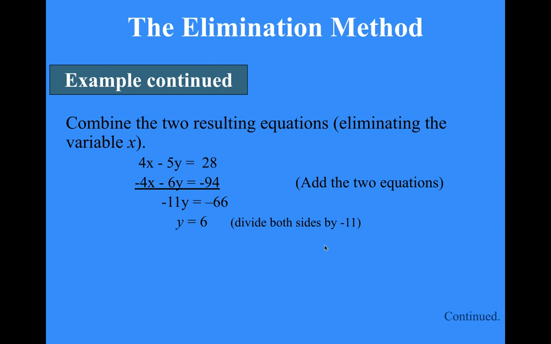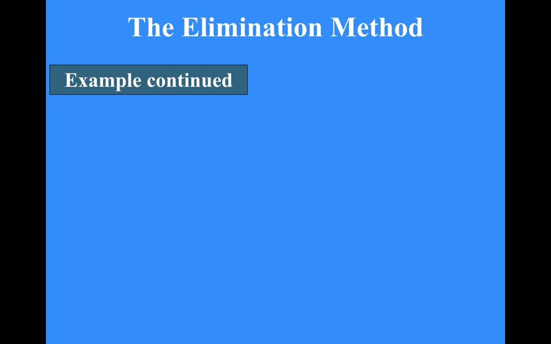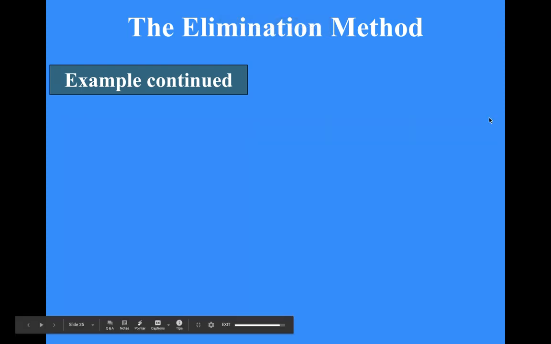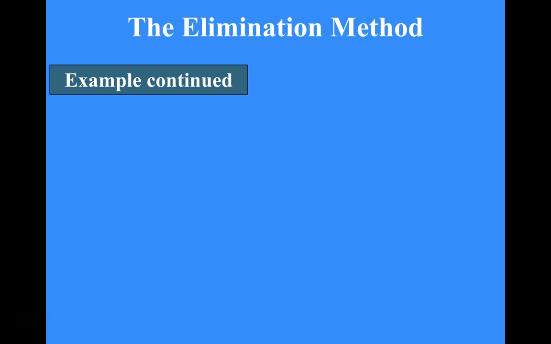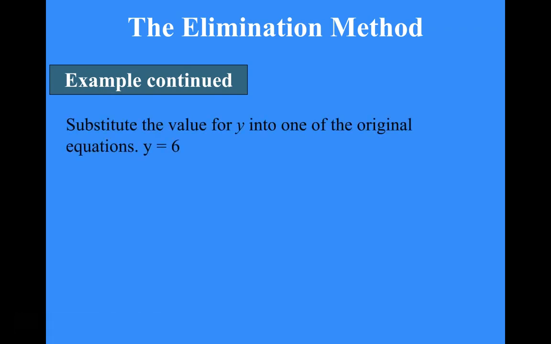Okay, we now have y equals 6. So we know that one of our variables, which is y, is equal to 6. Now the process for solving for x is the same thing we did in substitution. We're just going to plug in y equals 6 into one of our equations. So now I can solve for x, right? In order to solve for x, I need to plug y equals 6 into one of my equations.